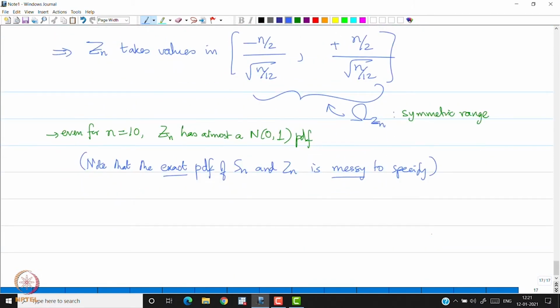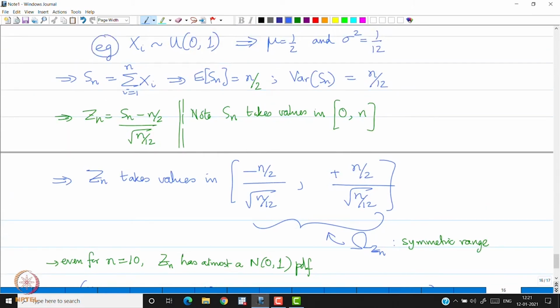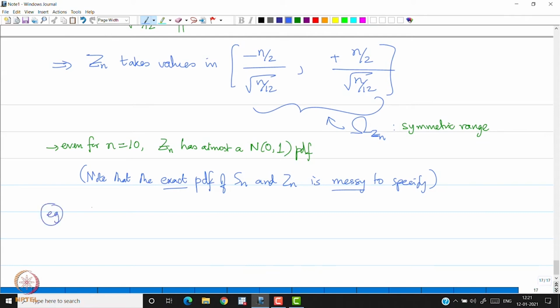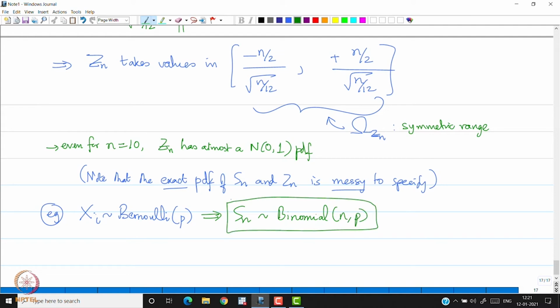Now I've done the uniform case. Now let us consider Xi being, let's say, Bernoulli. I take the indicator case where Xi has a Bernoulli PMF with parameter p. So we know that in this case Sn is binomial. This is a very important result we've done in this course: every binomial(n, p) random variable can be thought of as a sum of n IID Bernoulli random variables with the same parameter p.